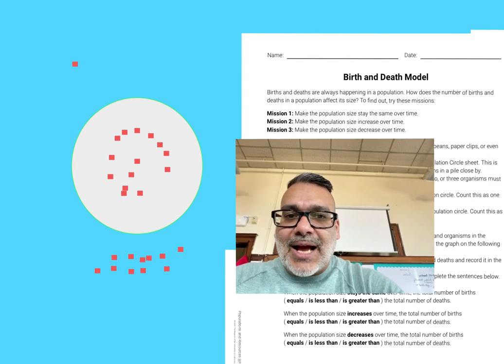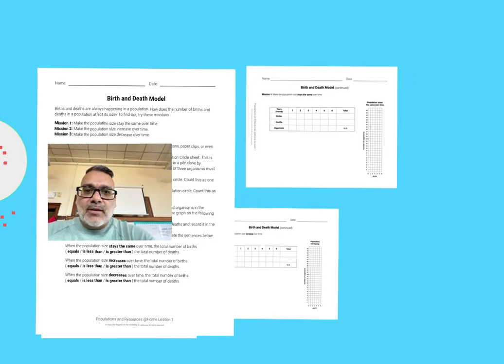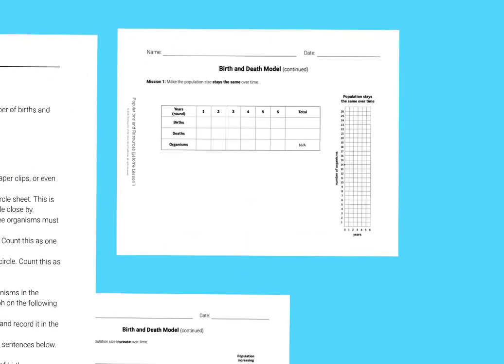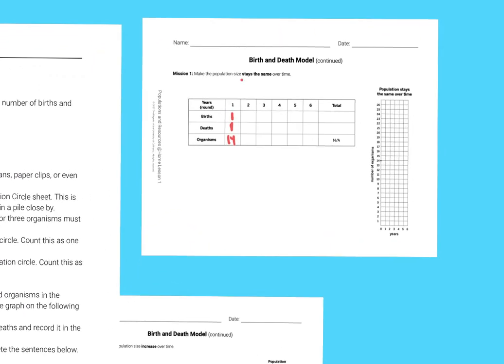And then when I go to my document, your document is going to look like this. So here's your mission 1 document. I'm going to mark here my first year: I did 1 birth, I did 1 death, and I still have 14, right? Because -1 + 1, I get 14. So let's say in year 2, I want to keep them the same, so make your population stay the same. What can I do in year 2? Sure, I can do 2 deaths and 2 births to keep it 14.